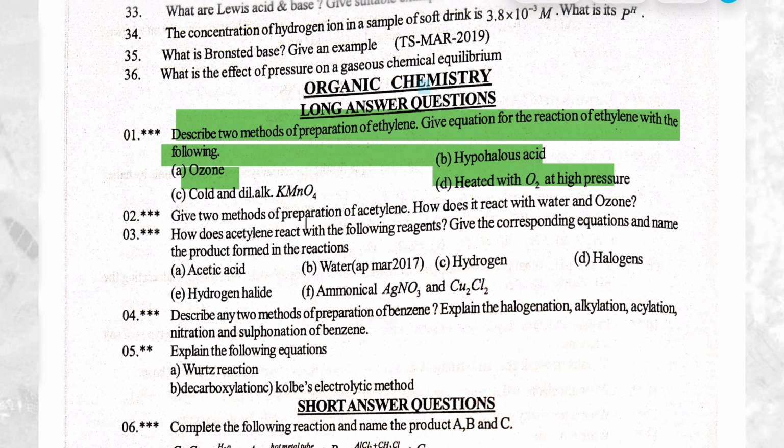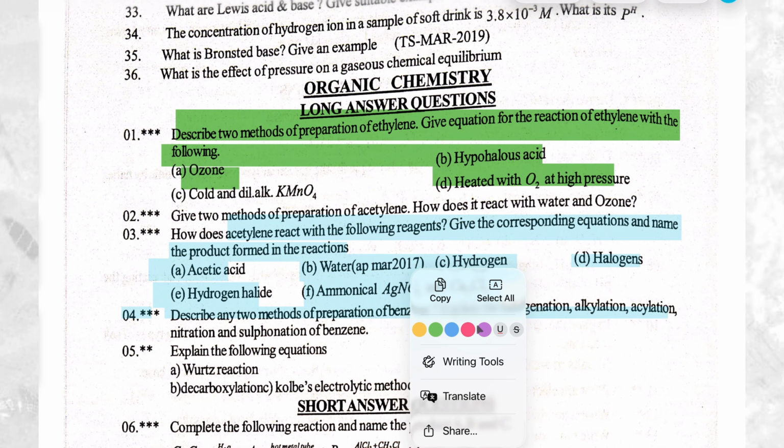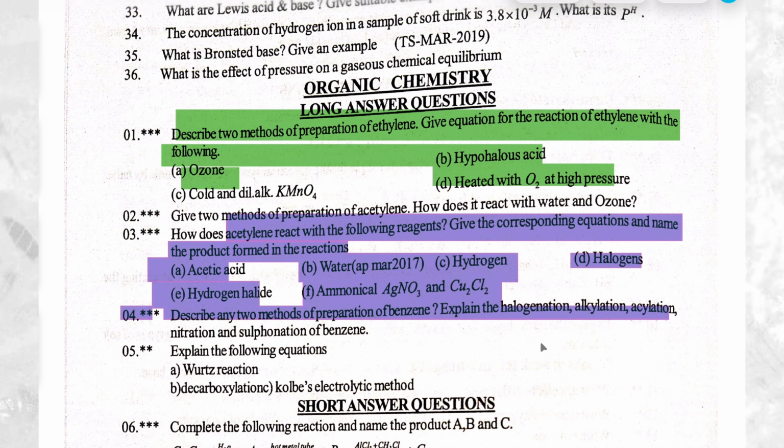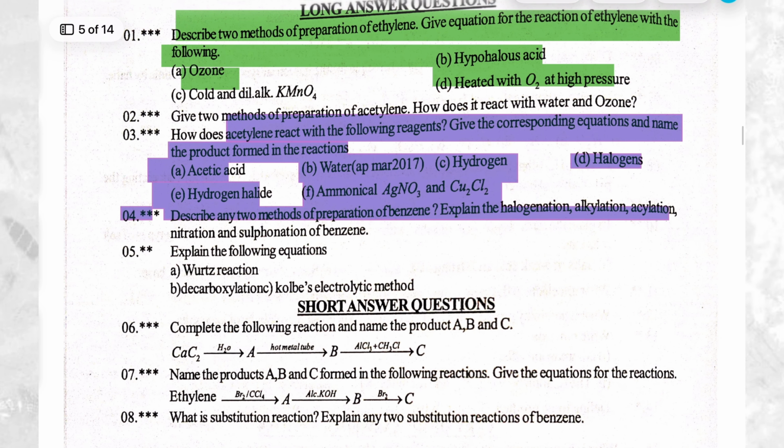Next one, see this. Acetylene, again the same question asked. Okay, so this is already covered in the upper one. Next one, see, again asking acetylene, taking other reactants. Compulsory, we need to practice all acetylene chemical properties and preparations. Then you can attempt this question. Otherwise, it is not possible for you.